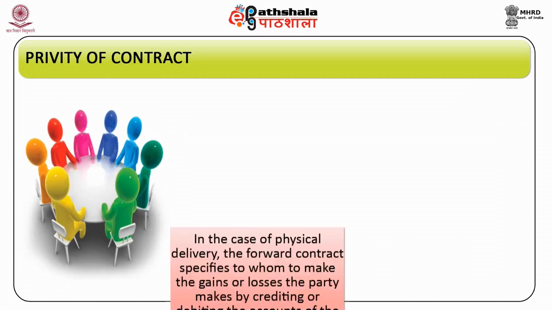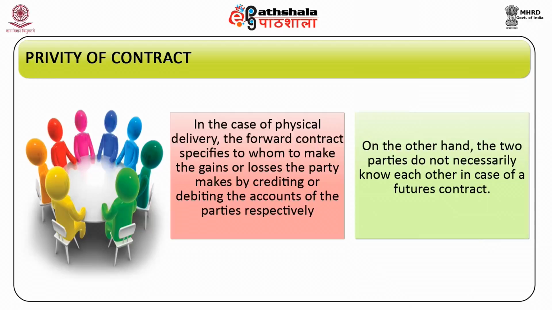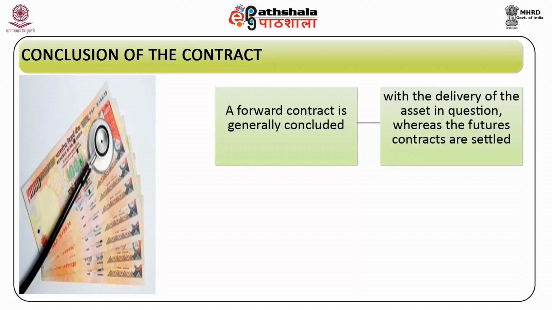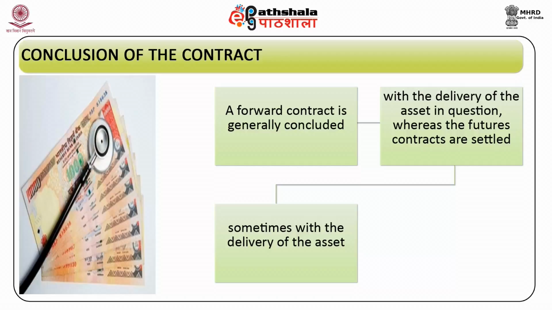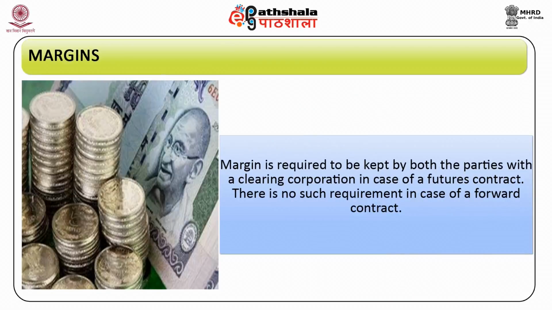Privity of contract. In case of physical delivery, the forward contract specifies to whom to make the delivery. On the other hand, the two parties do not necessarily know each other in case of a futures contract. Conclusion of the contract. A forward contract is generally concluded with the delivery of the asset in question, whereas the futures contracts are settled sometimes with the delivery of the asset and generally with the payment of the price difference. Margins. Margin is required to be kept by both the parties with a clearing corporation in case of a futures contract. There is no such requirement in case of a forward contract.